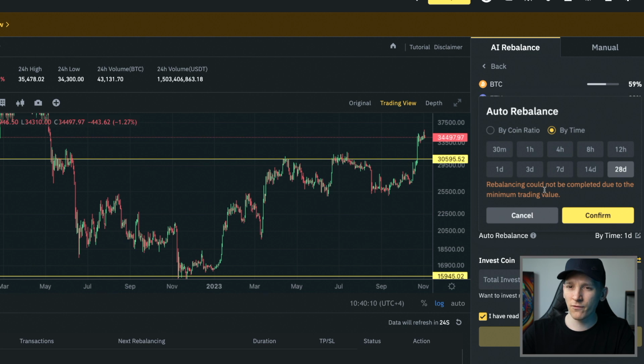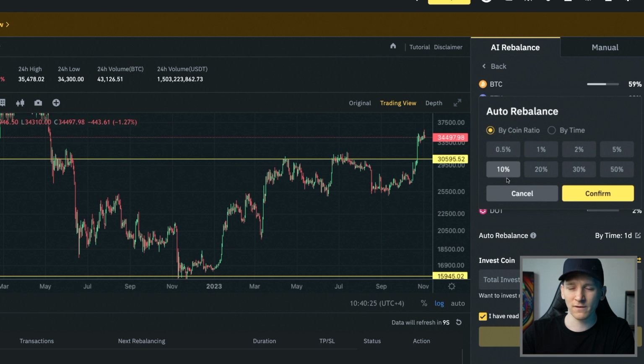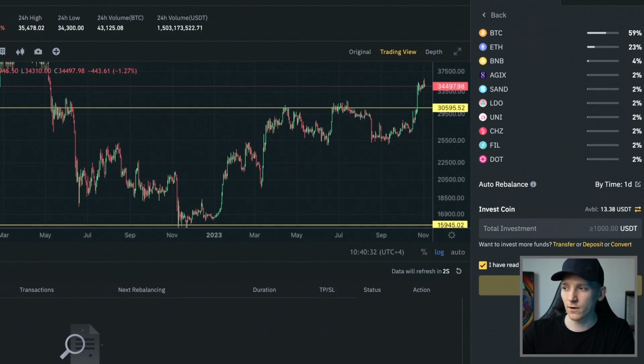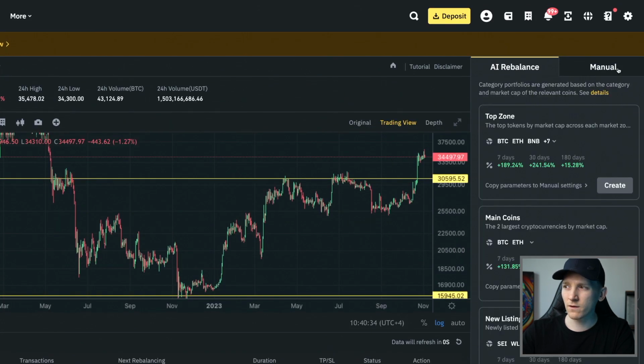So it's a very specific use case if you think you need it. But just setting up a list where you're constantly selling coins that are going higher to buy coins that are underperforming is obviously a little bit strange. But you can either do it by time or you can do it by ratio. So you can set a ratio at which they rebalance. So you can set it up for yourself, and then you just make an investment here, agree to the terms and create.